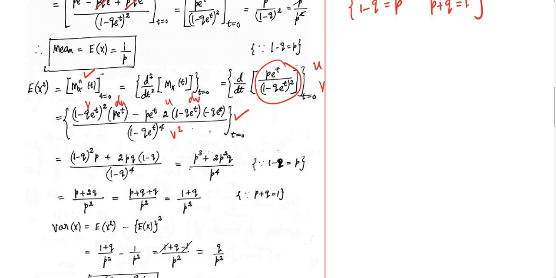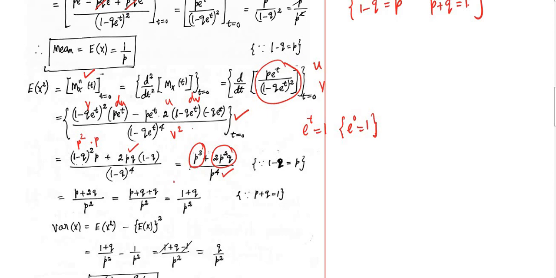Now, next time. When you apply t equal to 0, you will get 1 minus q whole square into p plus 2pq into 1 minus q. I replaced all e power t values with 1 because e power 0 is equal to 1. I have t equal to 0 here. Next, here 1 minus q indicates that is p. So this will be p square into p, which is nothing but p cube. Similarly, wherever you have 1 minus q, replace it with p. So 2pq into p, which means it will be 2p into pq, that is 2p square q, divided by p power 4.